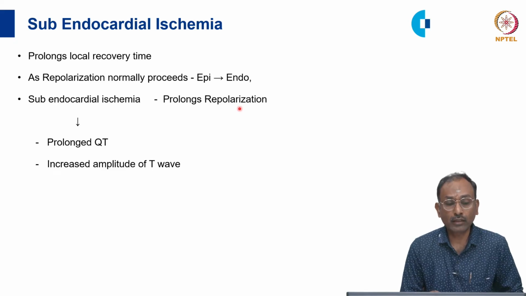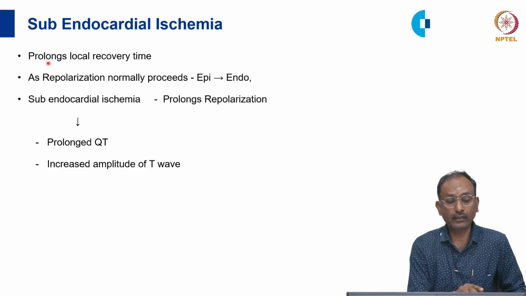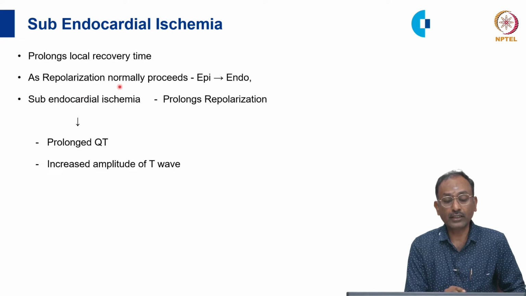So what is subendocardial ischemia? What are the ECG changes and how are the ECG changes caused by subendocardial ischemia? We all know that whenever there is a subendocardial ischemia, there is prolongation of the recovery time. Repolarization normally proceeds from epicardium to endocardium. So what happens? Subendocardial ischemia prolongs the repolarization. As a result, it prolongs the QT and there is an increased amplitude of the T wave.